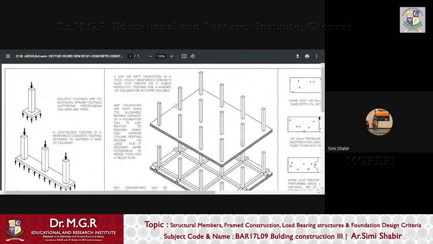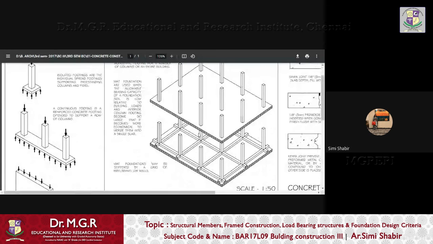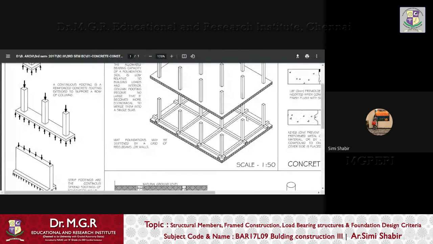Here you have a different kind of footing, that is a mat or a raft foundation, a thick, heavily reinforced concrete slab that serves as a single monolithic footing for a number of columns or even an entire building. Mat foundation is normally used when the allowable bearing capacity of the foundation is very low compared to the building loads, and interior column footings also become so large that it becomes very economical to merge them into a single slab. So this is how it looks like.